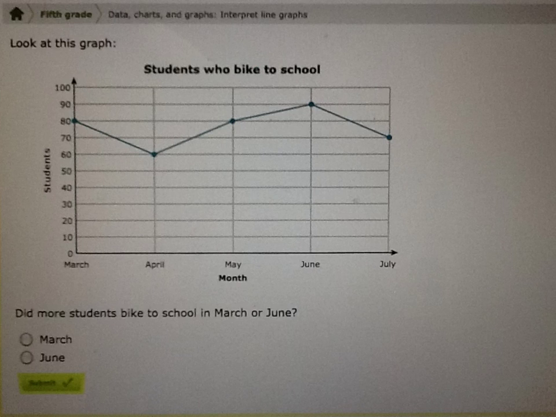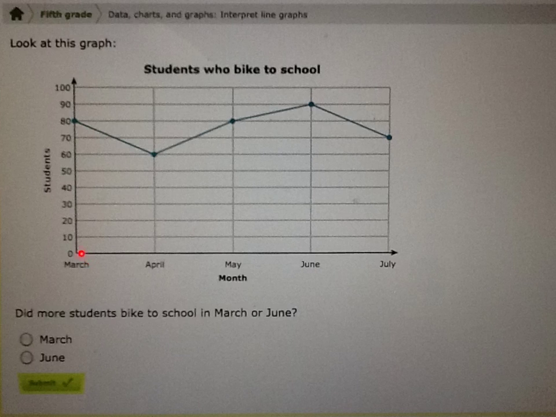Taking a look at this graph, we're going to go ahead and try to figure out what information is represented. It says, did more students bike to school in March or in June? Taking a look at some of the things about this line graph. We have a title, so it tells us students who bike to school. We know that we have some labels of months, and we're talking about students in numbers. Here's an example of how they're showing trends, how things change over time.